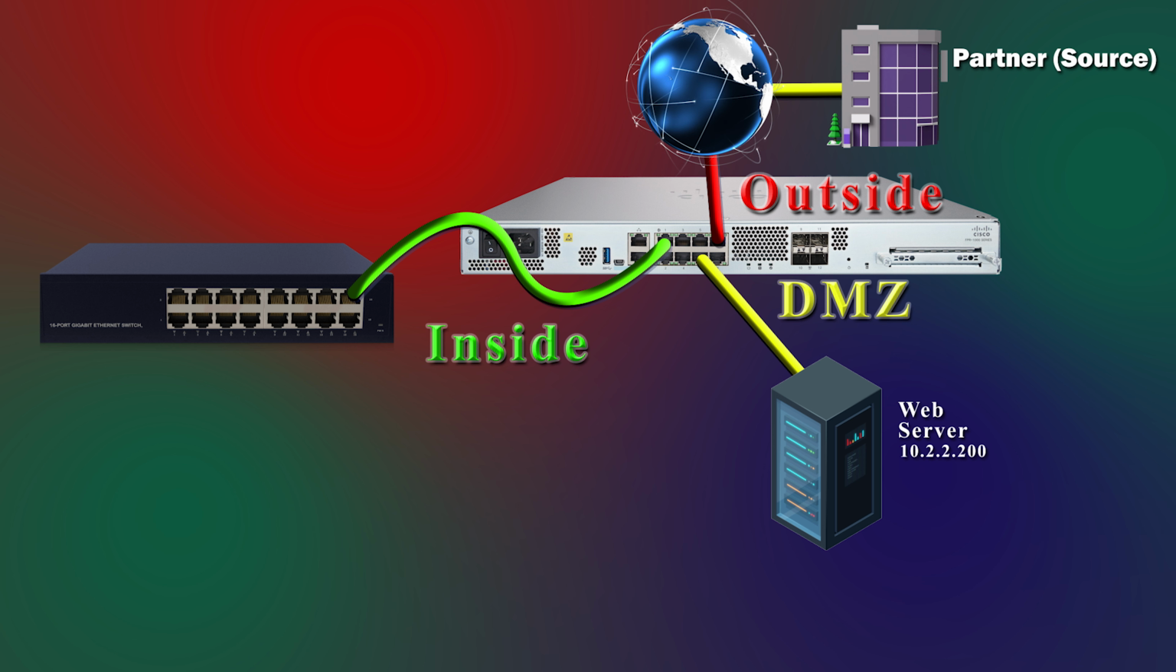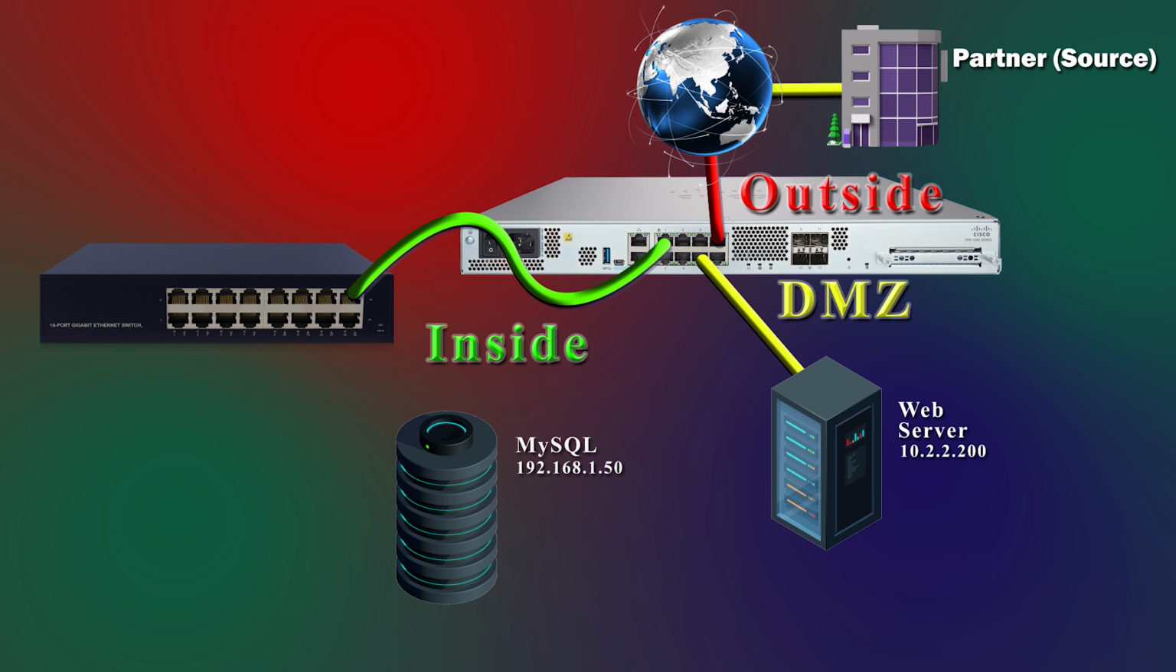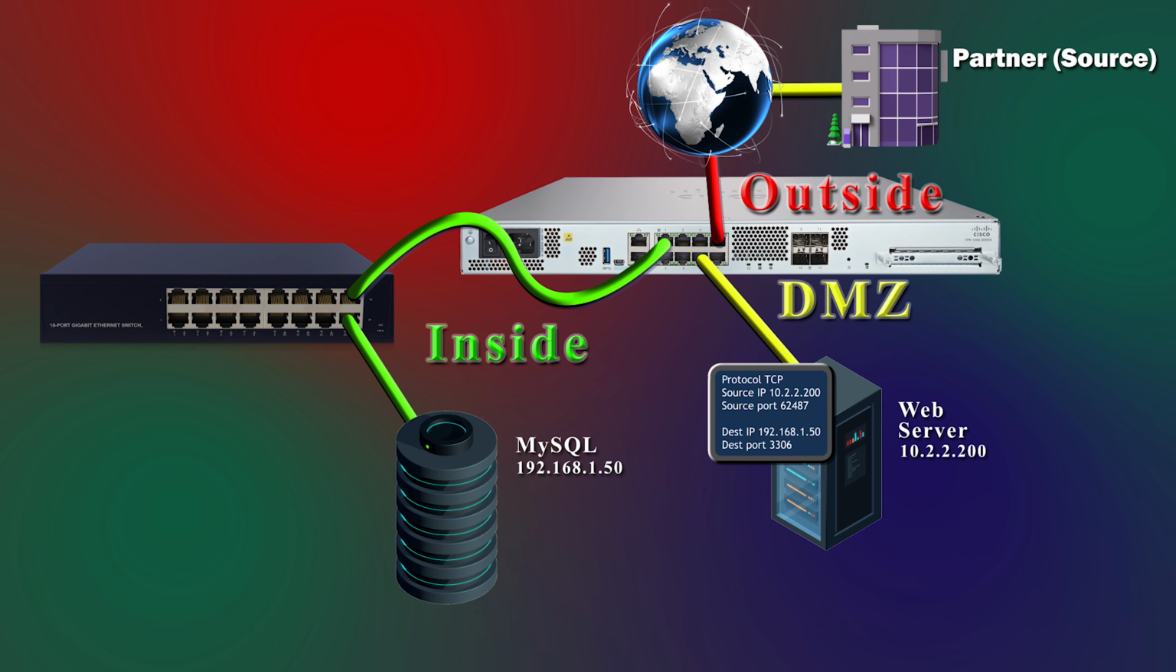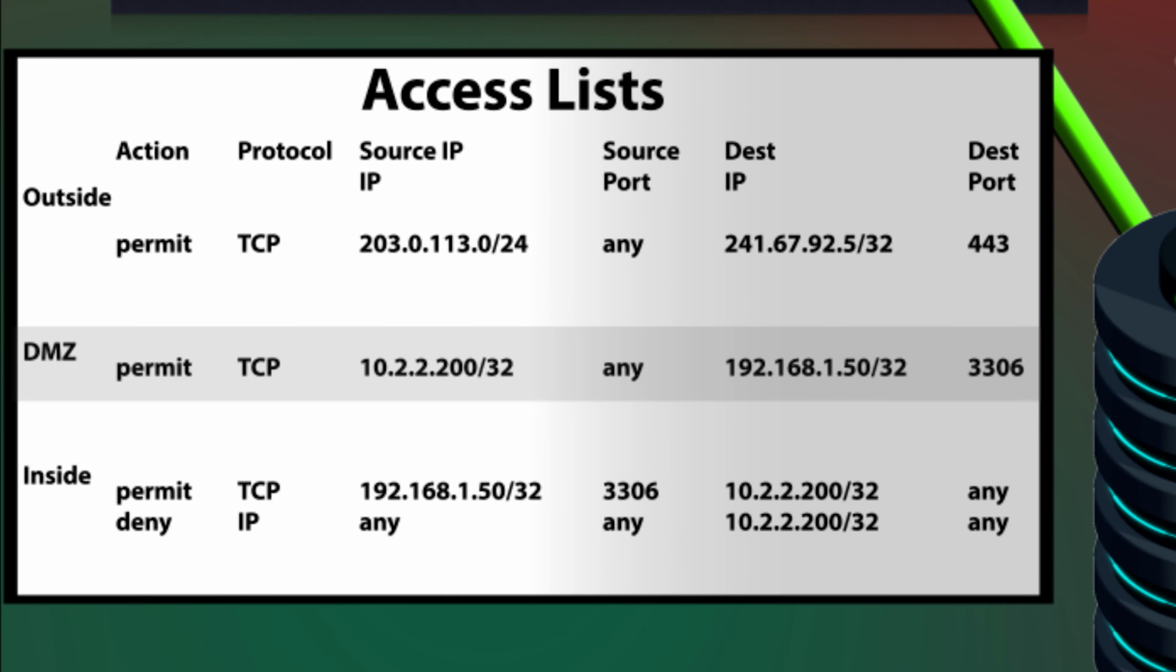Probably the only reason we're hosting it here and not at a data center is that we need to give it access to some kind of internal data. In this case, we need to open up one TCP port for this to a MySQL server. So let's add that rule. The action is going to be permit, the protocol, TCP, the source, our DMZ server IP, 10.2.2.200/32, and the source port, again, is going to be that ephemeral port, which is going to be any. Now for our destination, it's going to be our MySQL database server IP at 192.168.1.50/32, and then the port of 3306 for MySQL server.